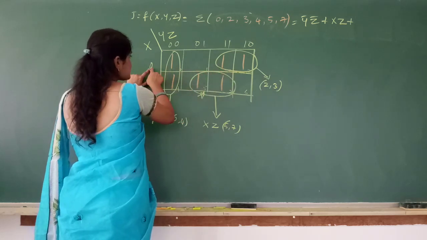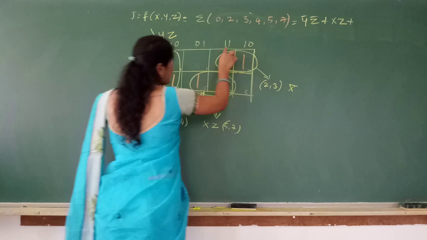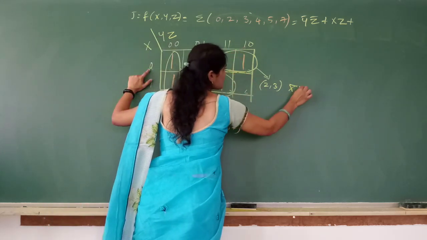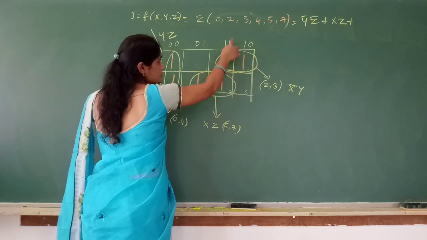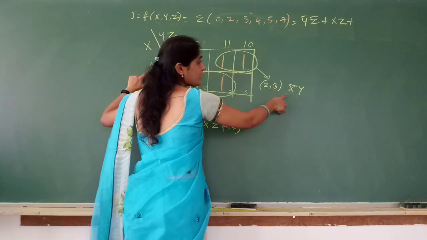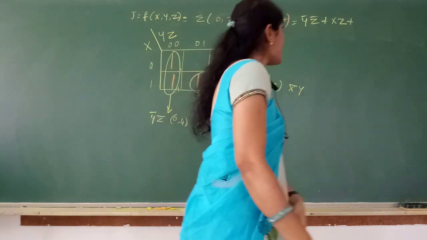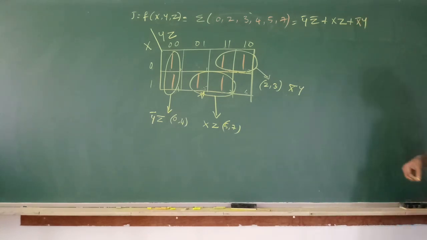When I group 2 and 3, x is 0 for both 2 and 3, so I'll write x bar. Y is 1 for both 2 and 3, so it is y. And z is 1 for 3 and z is 0 for 2, so z will get cancelled. So the term I have got is x bar y. The answer I have got is y bar z bar plus xz plus x bar y.